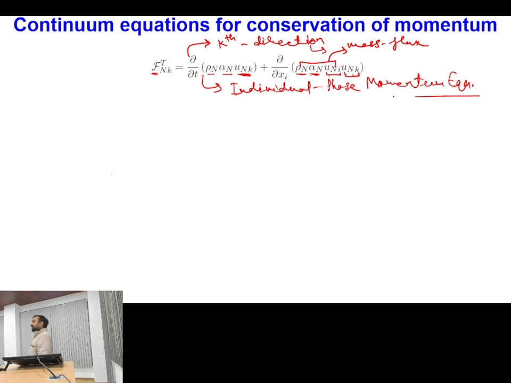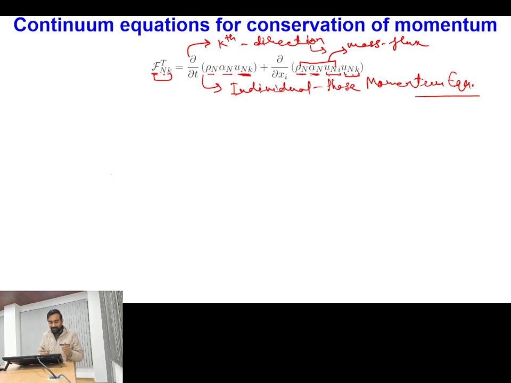This is my individual phase momentum equation. Now what we need to do is determine the value of this F and K. When we calculate the value of F and K, it should have three different contributions. One will be the contribution because of the body force, the weight of the dispersed phase. Another will be the contribution because of the surface forces acting at the boundary of the control volume, and the third will be the contribution because of the surrounding phases.